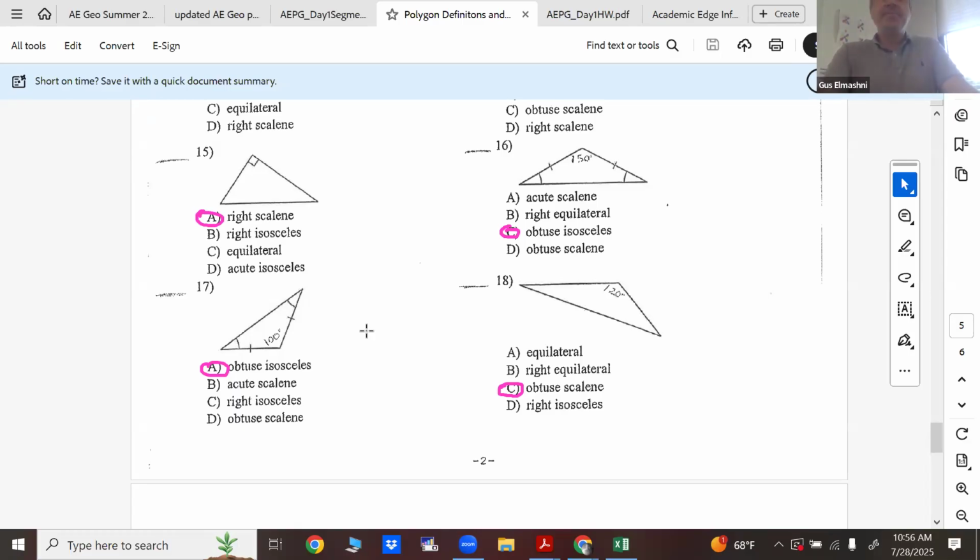What do you guys think? So right for sure, but I don't know if any sides are the same. So I can't say, and by the way, you can't be right and equilateral. That makes no sense. I would say right's good for 16, definitely obtuse, and 17 definitely obtuse, and 18 definitely obtuse. But 16 and 17 have two identical sides each. 18, nothing's labeled as to sides, so I'll say obtuse scalene.